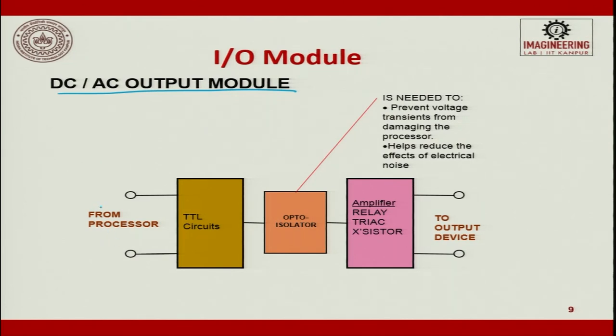So, here from the processor, we will try to take a TTL signal and then send it to an opto isolator. TTL signal is transistor-transistor logic. So, here we will try to see whether it is plus 5, minus 5, then we put in an opto isolator, which prevents voltage transients from damaging the processor. It also helps to reduce the effect of electrical noise, the same function. Then we attach it to an amplifier, relay, triac or a transistor, which tries to amplify the signal and then give it to the output, because the output needs a higher voltage signal. So, we have to amplify. First we have to regulate it, bring it to a lower level so the processor works, and then we have to jack it back up and send it to the real applications.